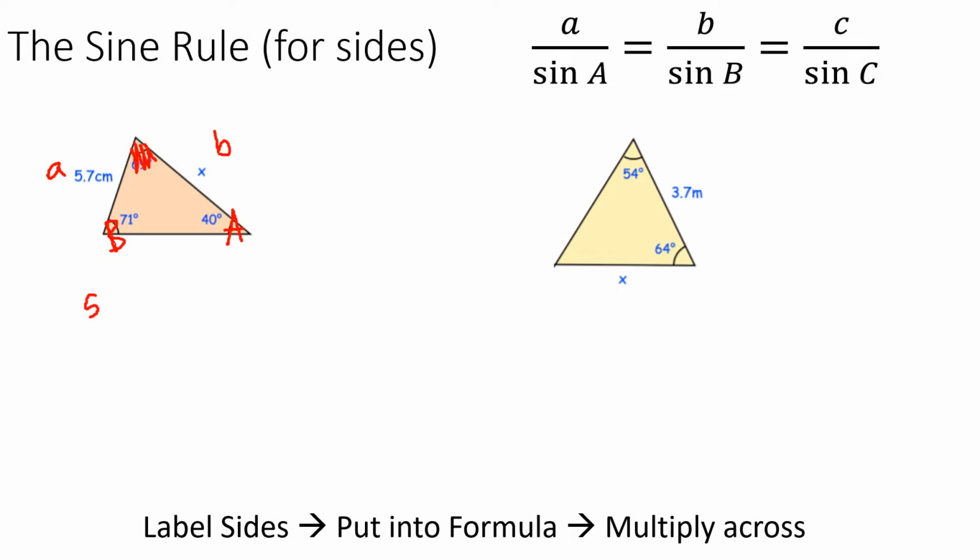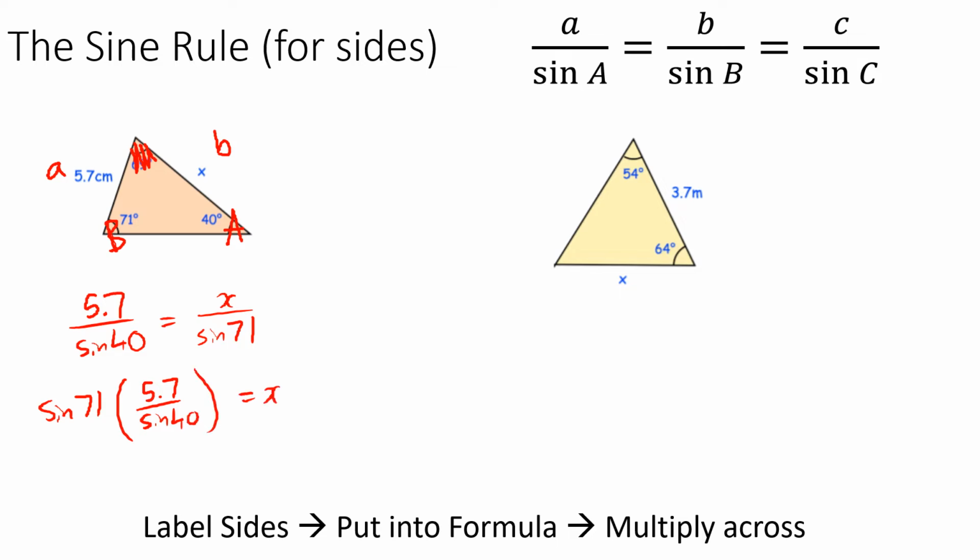Sub stuff into the formula. 5.7 over sine 40 is equal to x over sine 71. Multiply across. And sub it in your calculator. To give us 8.38 centimeters. Okay, what about this one here?